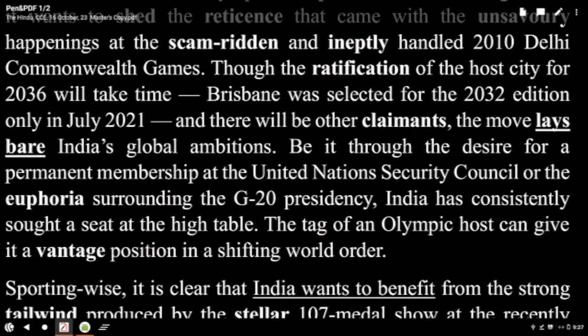Which city? Brisbane. Where is this Brisbane? Australia. Am I right? What is the capital of Australia? A lot of students think Sydney. Sydney is a very popular city. Once in an IAS interview, they asked this question, what is the capital of Australia? That means it's a common error, because people know Sydney, a very popular city, and a lot of students say Sydney. No, what is the capital? Canberra is the capital. Brisbane, another popular city. Brisbane was selected for the 2032 edition only in July 2021.